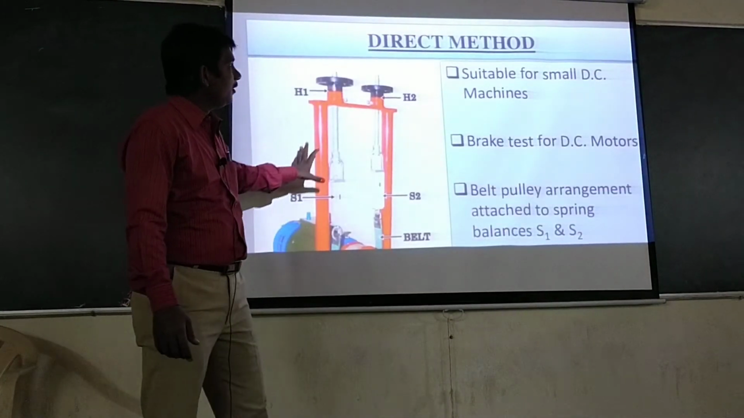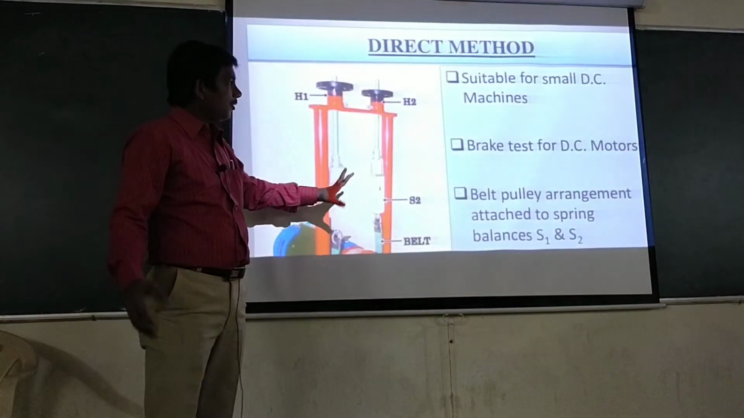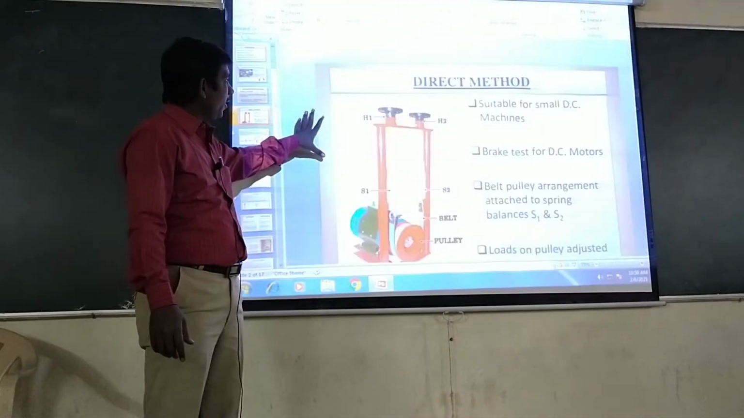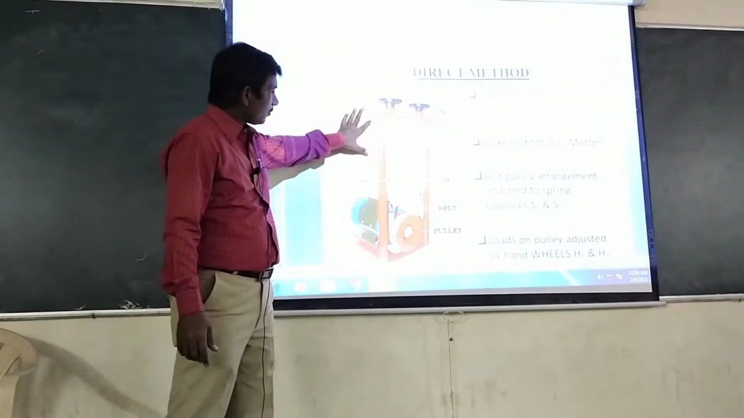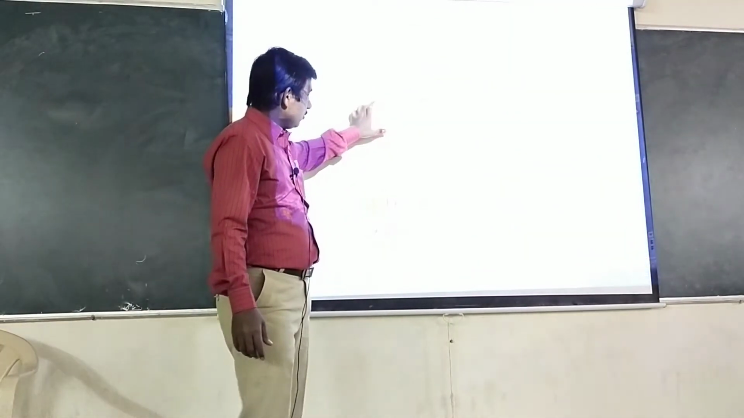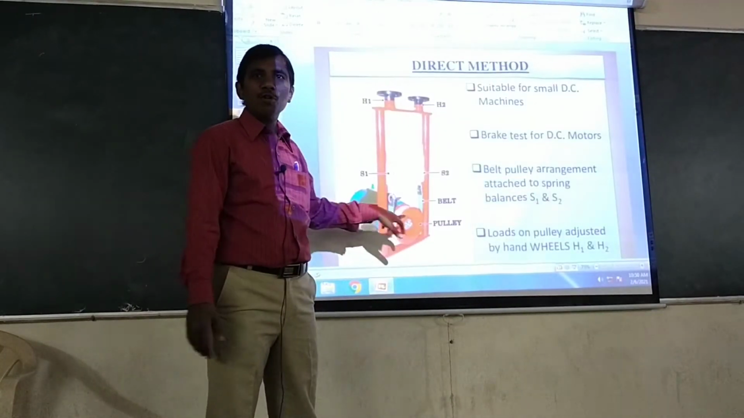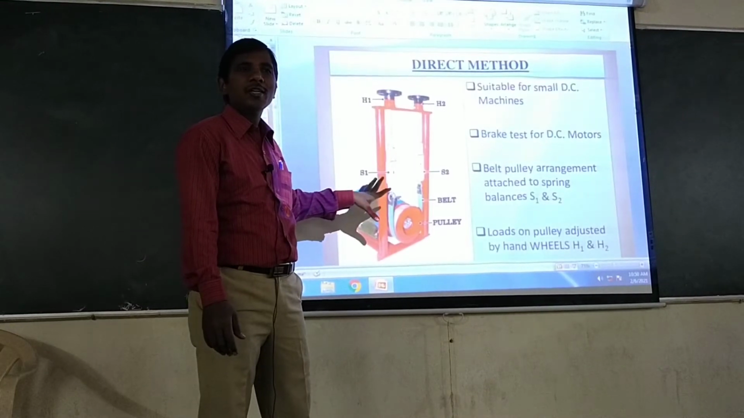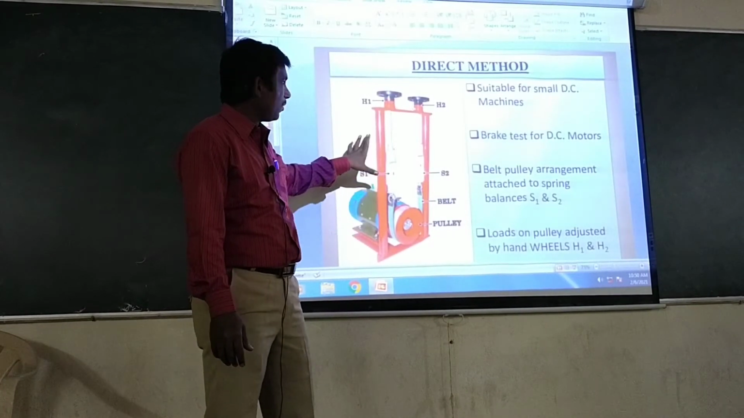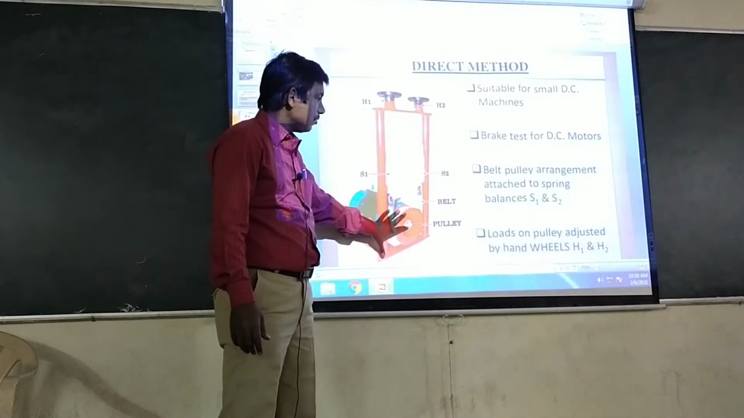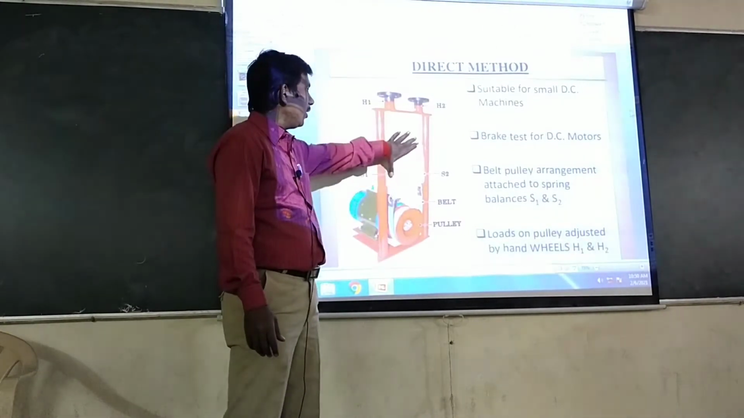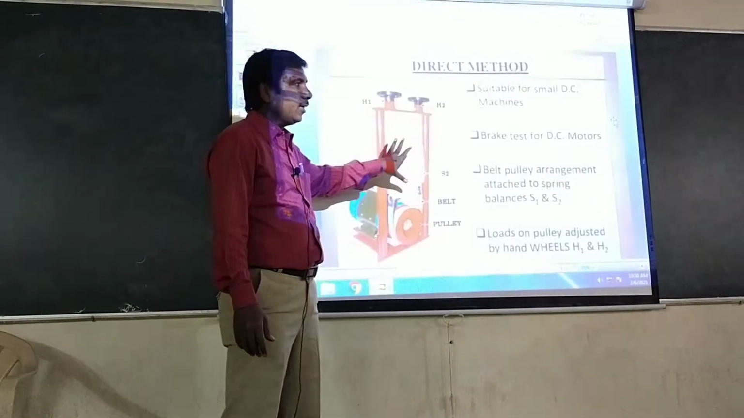The next is the indirect method. Now, the direct method, you did this experiment in the lab, the brake test on DC shunt motor. We use one DC shunt motor, a pulley connected to a belt, and a load is applied. It is a direct method.